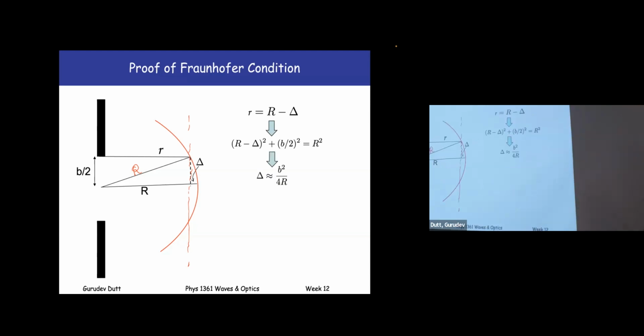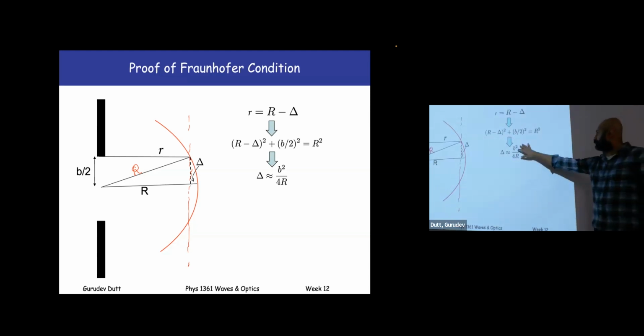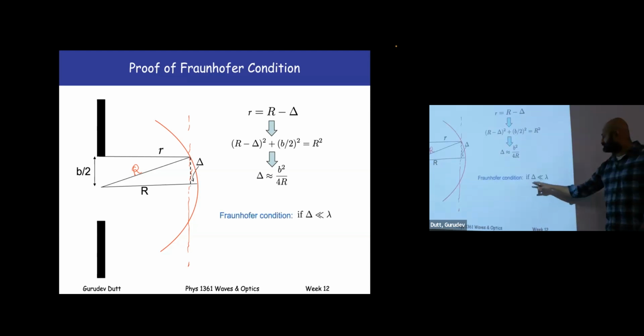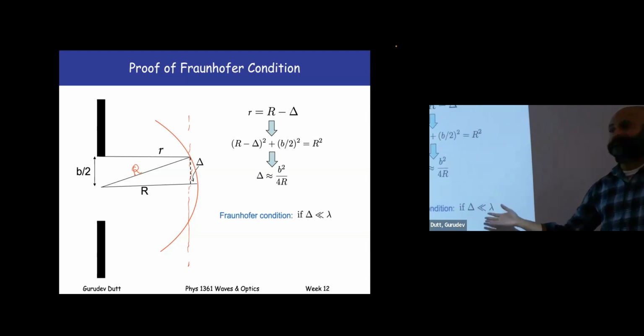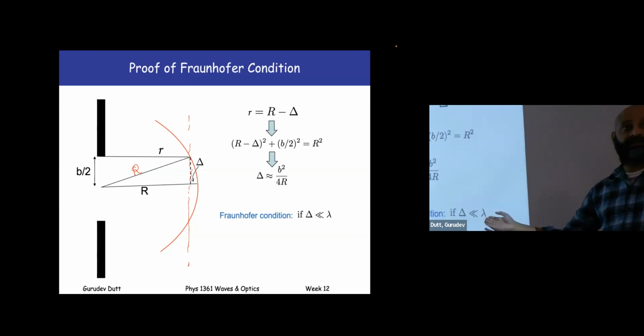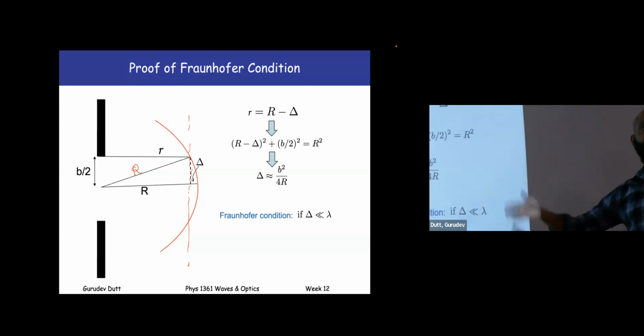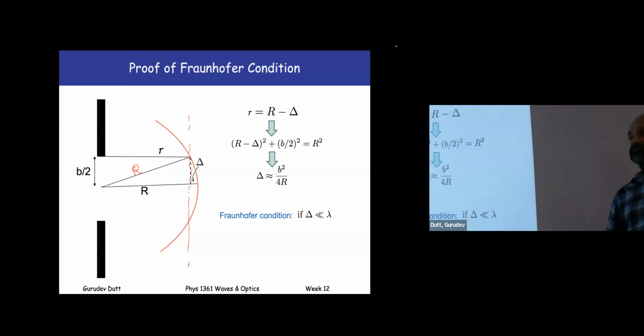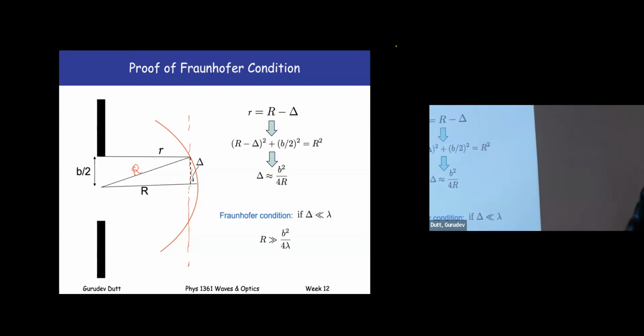Now you can just expand, square that, and neglect terms that are higher order in delta. You get that delta is on the order of B squared over 4R. As I've just said, the Fraunhofer condition is that if this phase difference or path length difference is much less than lambda, I get Fraunhofer. The wavefronts emitted are nearly planar. Putting that in, I get R must be greater than B squared over 4 lambda. Ignore the 4; B squared over lambda is good enough. So this is the derivation or proof of the Fraunhofer condition.